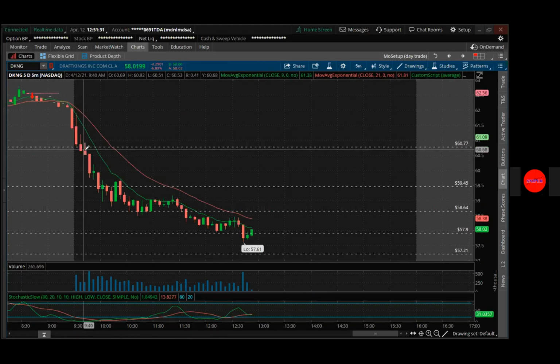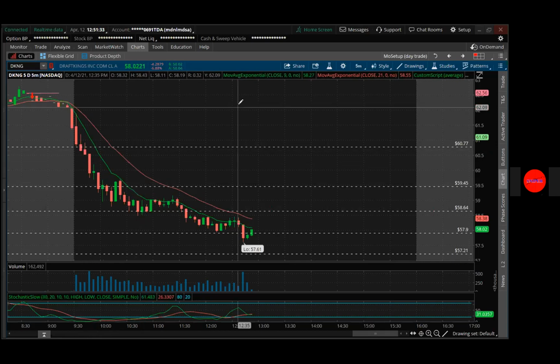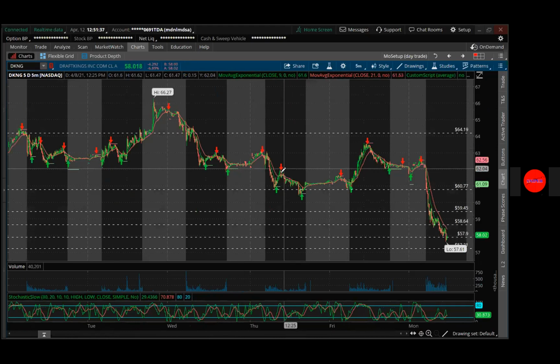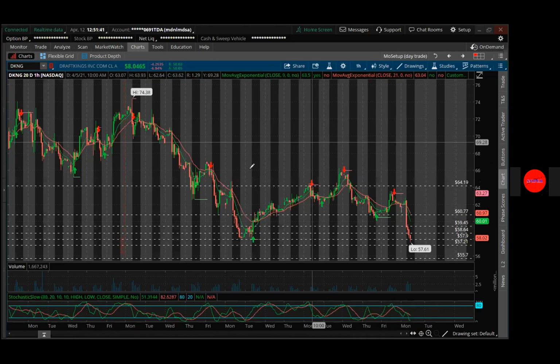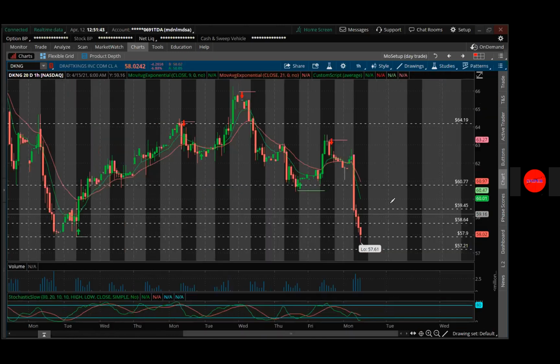You would probably enter for puts, right? Have your profit target right here. But first of all, we needed to determine a stop loss. We could have had our stop. Let's go to the 1 hour. All right. A nice stop we could have had.